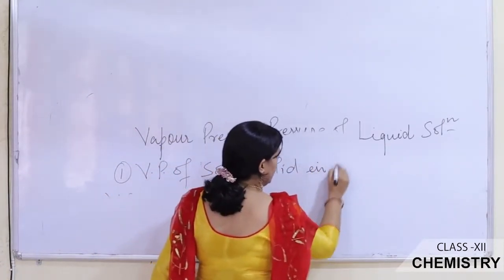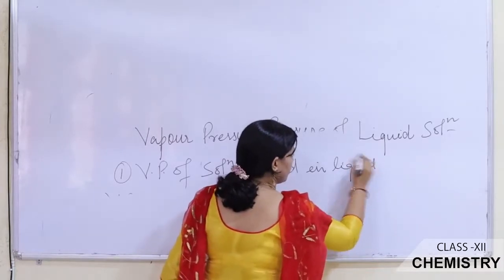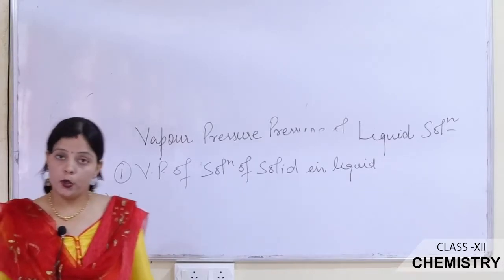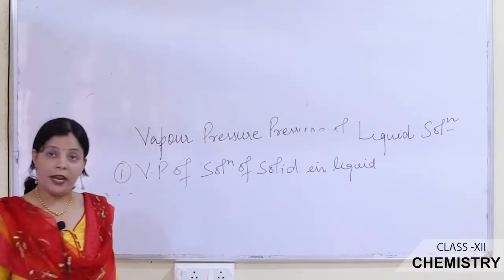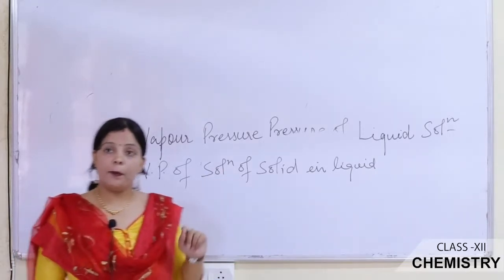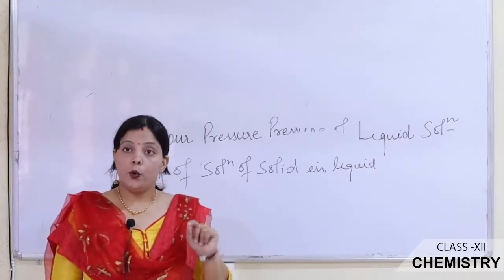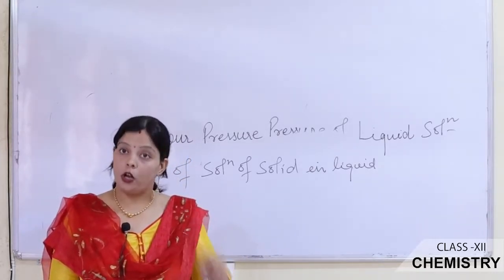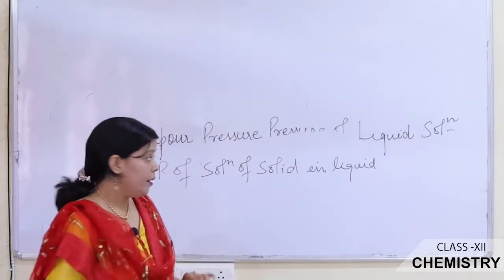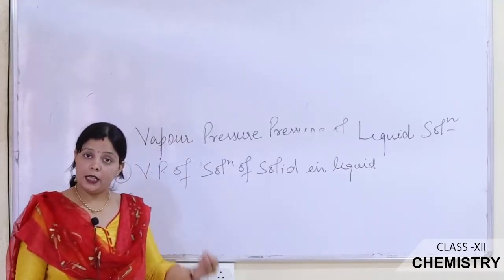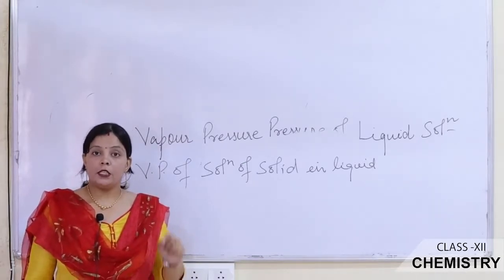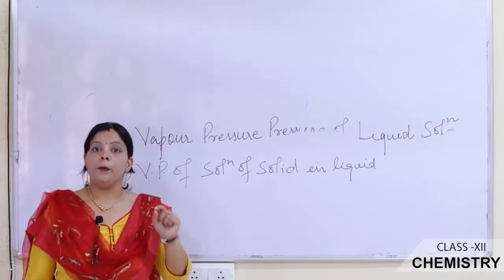Next is the vapor pressure of a solution of solid in liquid. When a non-volatile solute like sucrose, glucose or sodium chloride is dissolved in a volatile solvent, the vapor pressure in the solution is only due to the solvent component, because the solute is non-volatile in nature. When a non-volatile solute is added to the solvent, it is observed that the vapor pressure of the solution is lower than the vapor pressure of the pure solvent.